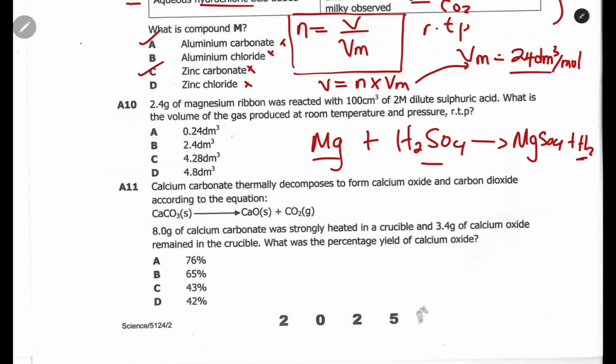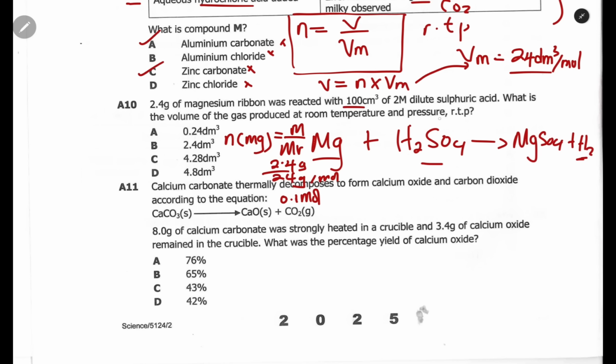With the information given, number of moles of magnesium is equal to mass over molar mass, since we are given mass. Magnesium molar mass is 24. So 2.4 divided by 24 should give you 0.1. So this is giving me 0.1 moles of, so these are moles of what? Moles of magnesium. Then what about for sulfuric acid?